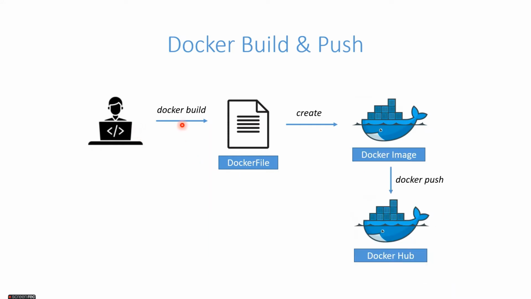Okay, so when we run docker build for this Dockerfile, it will create the Docker image, and using the command docker push, it will push the image to Docker Hub.